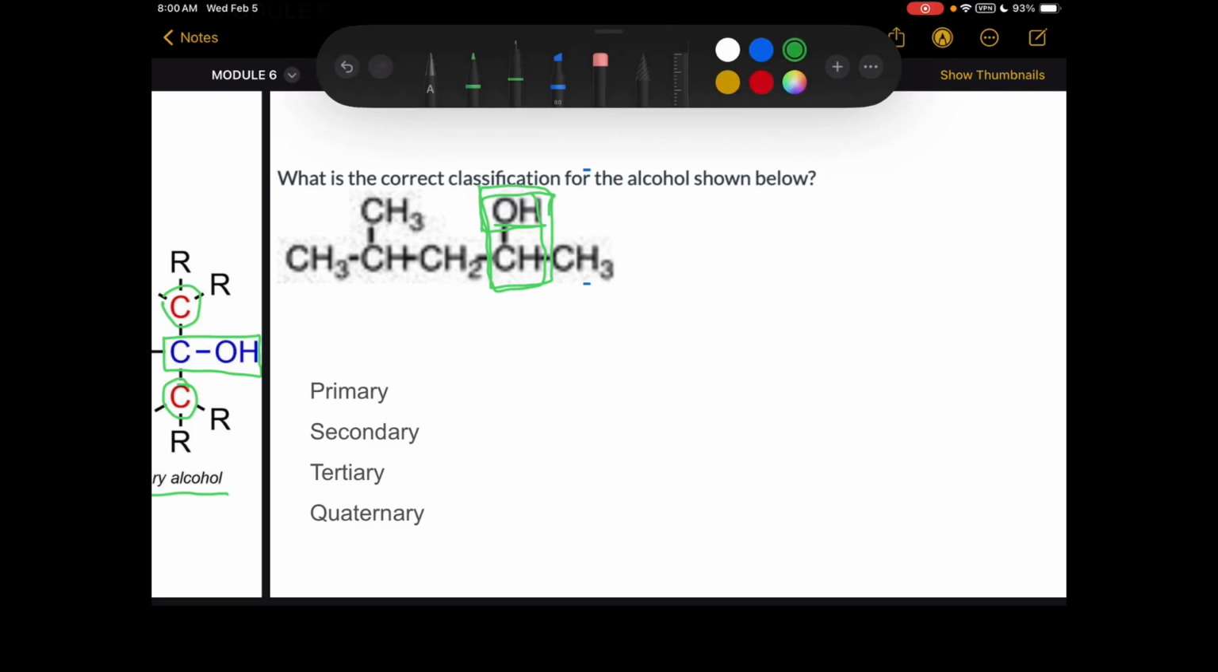How many carbons are attached to this carbon? So I can see one carbon is attached on this side and one carbon is attached on this side. So since there are two carbons attached to the center carbon, that makes it a secondary carbon.